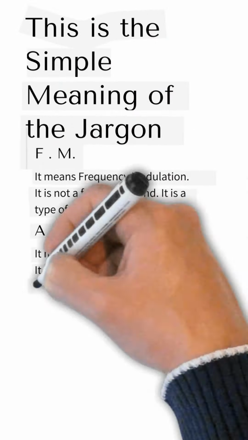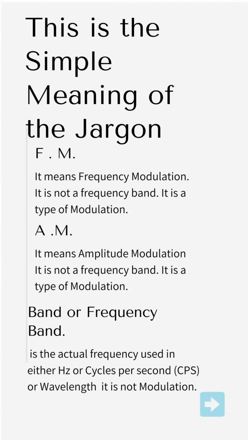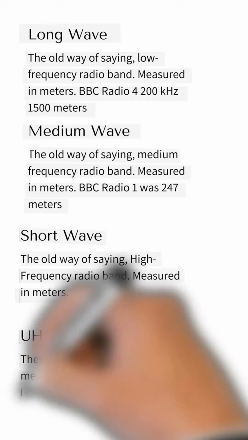For instance, FM, it's a method of modulating a signal. AM is the other method. How many times have you heard someone say, oh, it's the AM band or the FM band? But they don't really know what that means. I heard one today say, that's medium wave. Oh, that's the AM band.